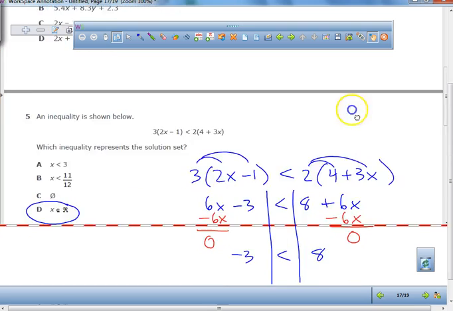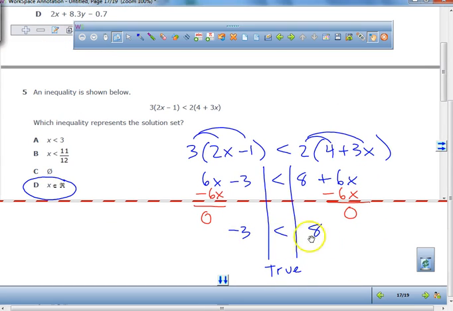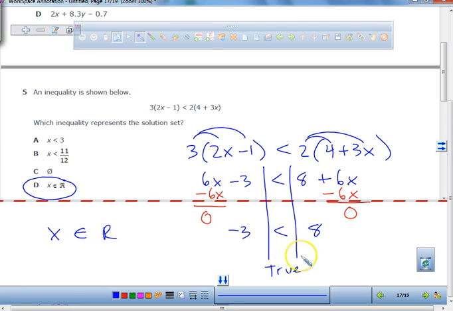So this one right here, everybody, all the x's canceled out, so the answer was all real numbers. So x is all real numbers. Right. X is an element of the real number system. That's what it means. X is an element. That means null set, empty set, there's no answer. No answer. Okay? So right now the answer is this. Why? Because negative 3 is less than 8.